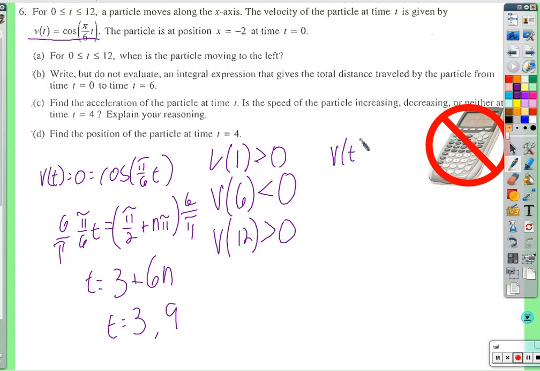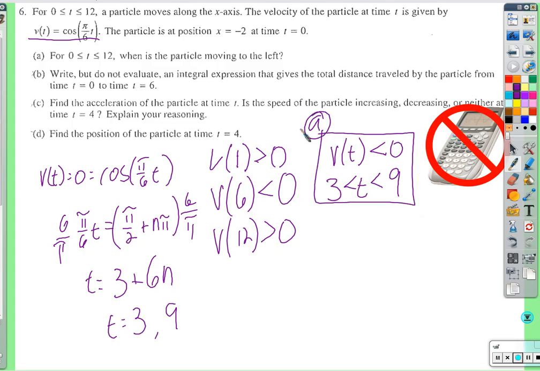So v of t is less than 0 for all t between, actually, we shouldn't put equals to, between 3 and 9. Okay, so there's our answer for B. Now, we do the evaluate an integral expression that gives the total distance traveled from time t equals 0 to 6.